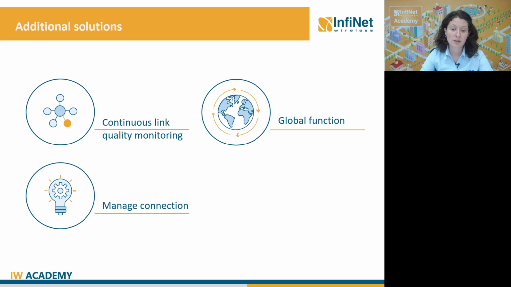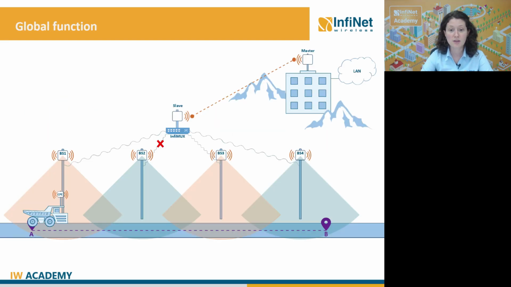We'll delve into the details of the global function, which is very useful for the mobility scenarios. The main idea is that a device that has the global function enabled will only establish connectivity with devices that are detected as having the global function enabled as well. Let's suppose that the cabled connection between base station 2 and the Infimax is damaged.